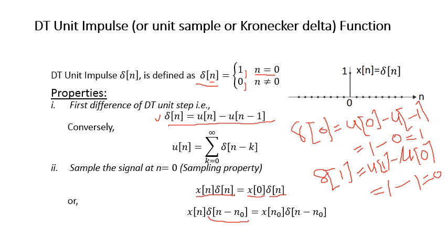So if we shift the signal by an amount n naught, this signal, impulse of n minus n naught, will only be equal to 1 when n equals n naught, because when n equals n naught this signal is 1, and else it will be 0. So for the shifted case, the sample value is x of n naught times the impulse of n minus n naught.